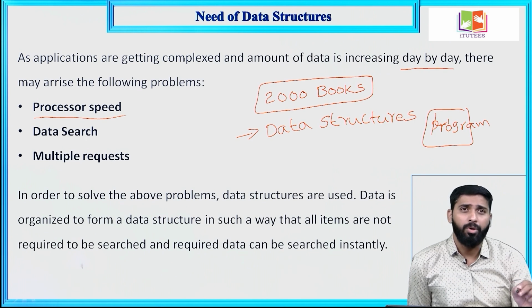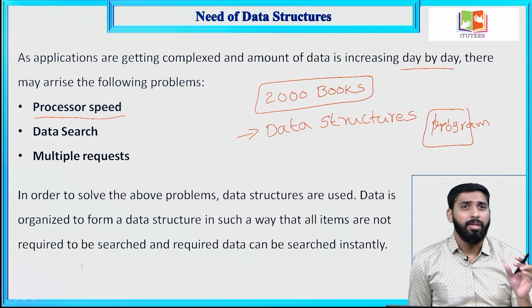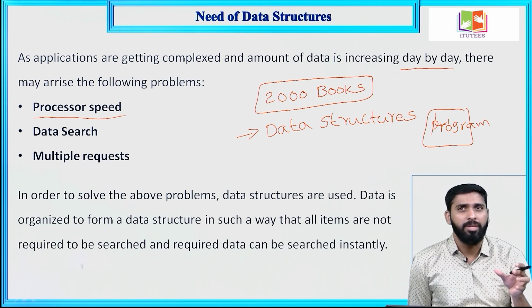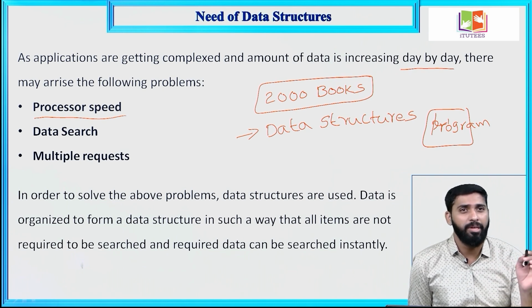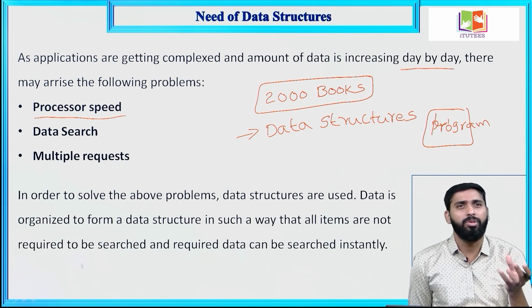Now the processor will execute this program. Now there are huge books to search, so to process the data, it takes much time. The processor will take much time. That means we are going to increase the processor speed, or we are going to organize the data in an efficient manner. Then also we are going to retrieve the data.